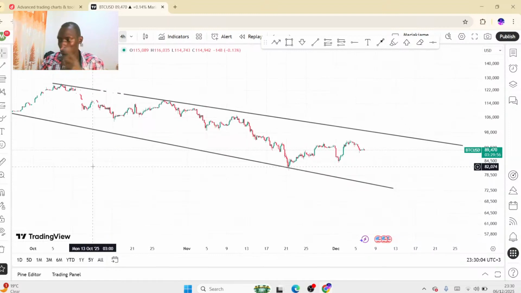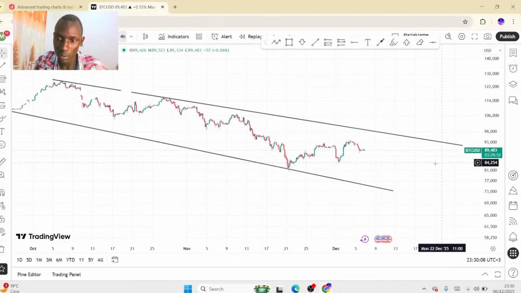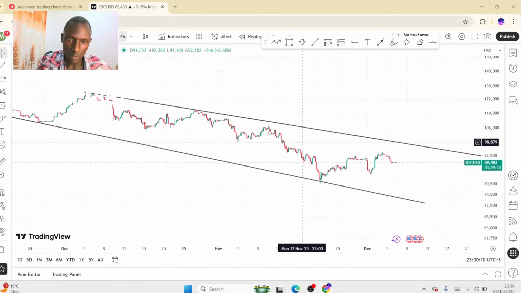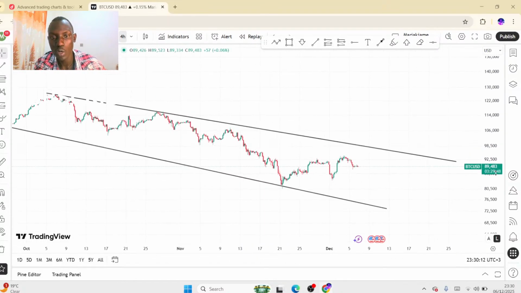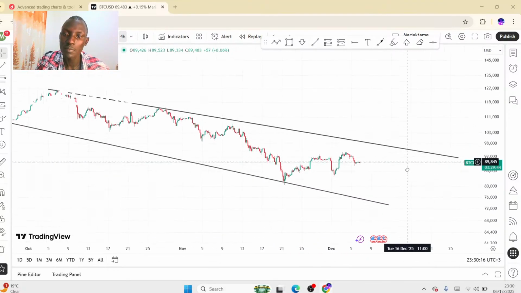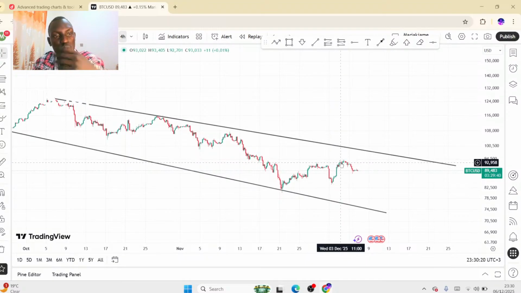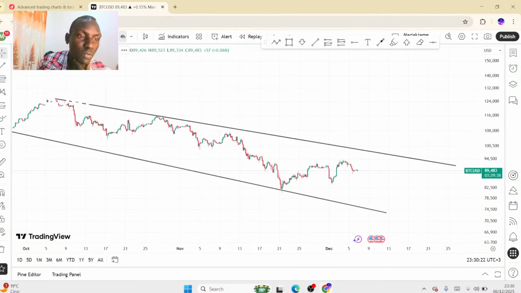Yes, as we all know, crypto is dropping. All the crypto pairs are dropping. So this is Bitcoin that we are going to analyze right now. We are seeing a downtrend here. So what are we going to look for in a downtrend? We are going to look for sales.